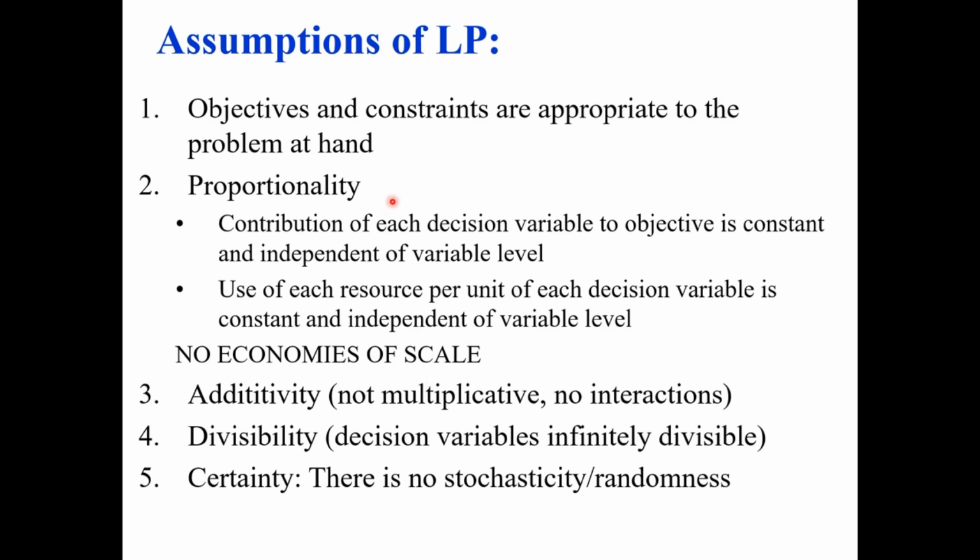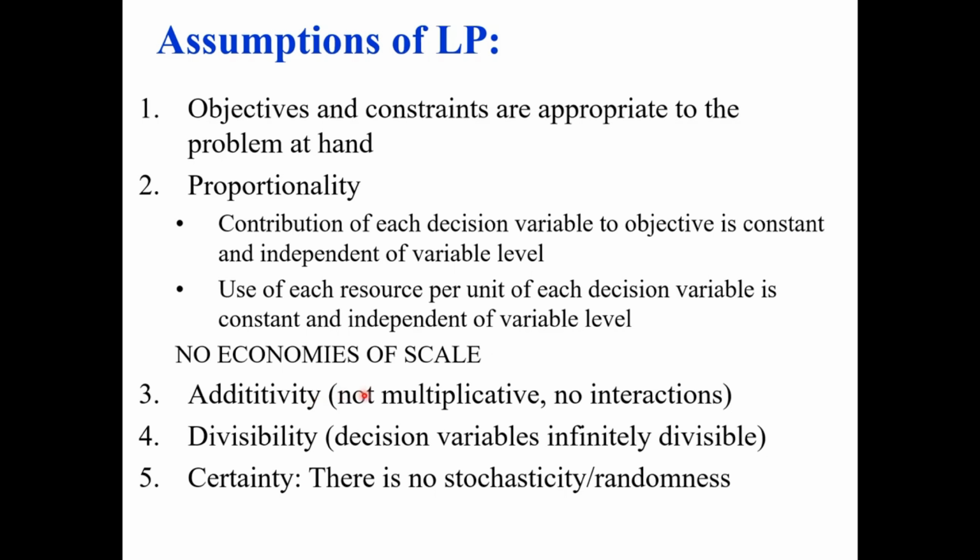All right, what are the assumptions of linear programming? Well, first off, the objectives and constraints are appropriate to the problem at hand. Second, we have proportionality. The contribution of each decision variable to the objective is constant and independent of the variable level. Use of each resource per unit of each decision variable is constant and independent of variable level. There are no economies of scale, so we have constant returns to scale and we discussed that in earlier lectures.